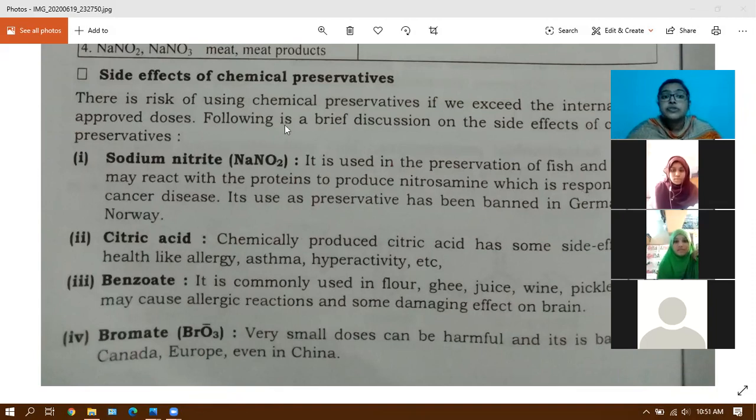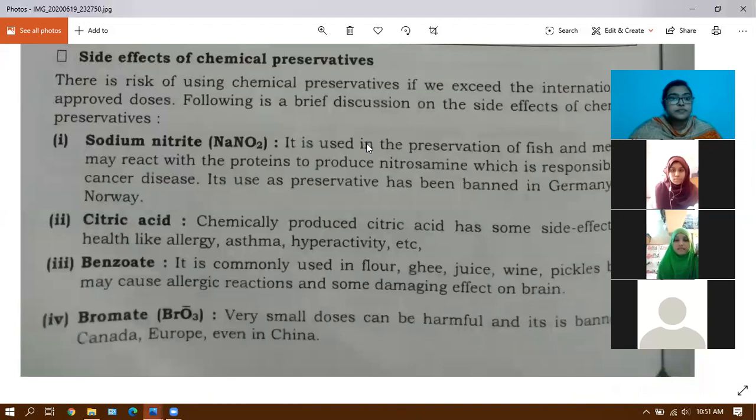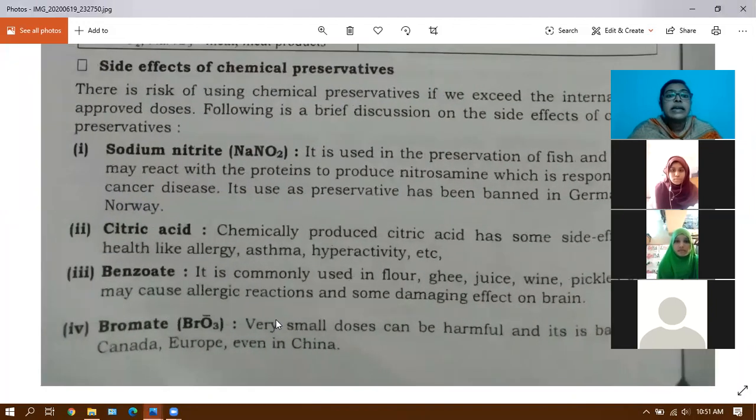First, sodium nitrate. Sodium nitrate is one kind of food preservative. It is used in the preservation of fish and meat. It may react with proteins to produce nitrosamine, which is responsible for cancer. That means sodium nitrate can cause cancer in our body.